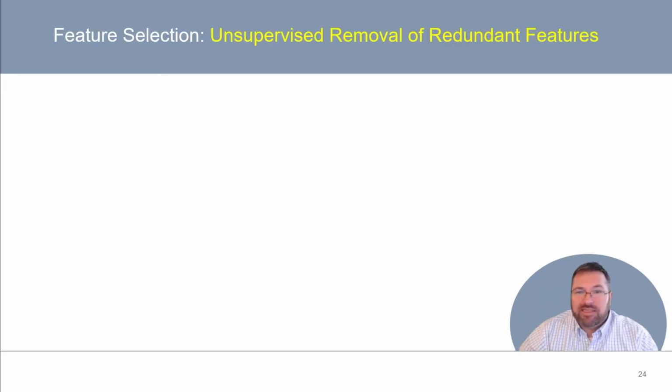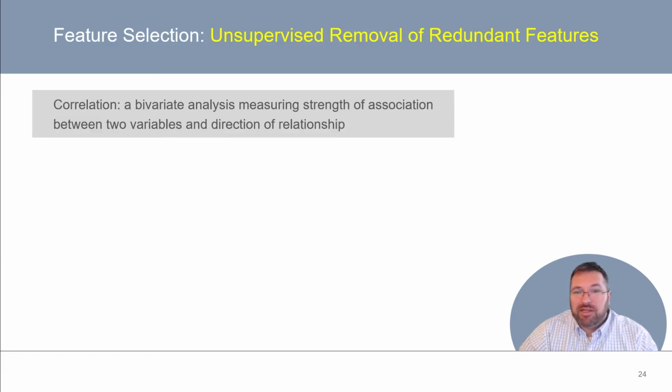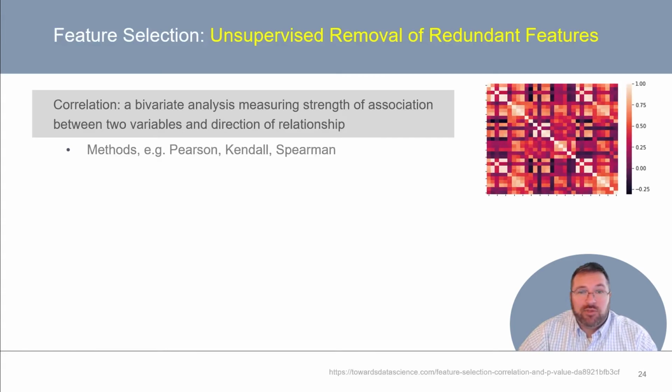One of the simplest things to target in feature selection is the removal of redundant features using unsupervised learning methods. Specifically here, we typically evaluate feature correlation, which is a bivariate analysis measuring the strength of association between two variables and the direction of this relationship. Specific examples include Pearson, Kendall, and Spearman correlation. On the right, we have a feature correlation heat map, which we've seen before, commonly used to visualize correlated features in data.